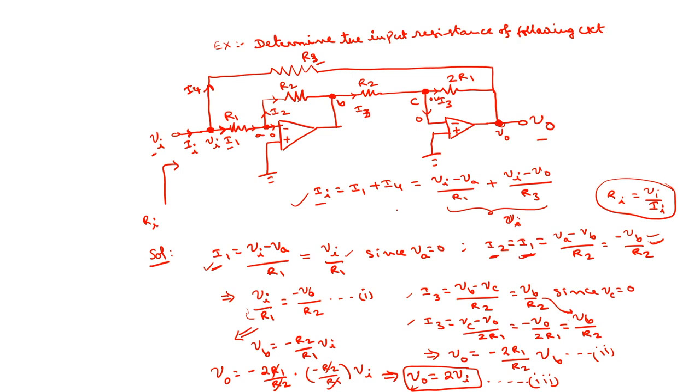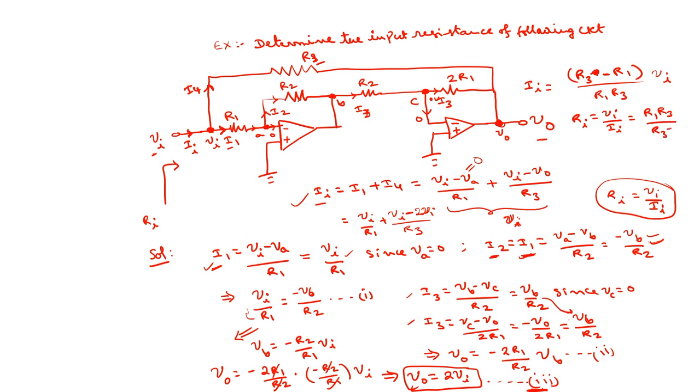So II is equal to VI by R1 plus VI, where V0 is equal to 2VI from the third expression, so VI minus 2VI divided by R3. If I take the LCM, R1 R3, VI is of course common: R3 plus, VI minus 2VI is minus VI, so minus R1, times this one, this is II. Therefore RI, equal to VI by II, is equal to R1 R3 divided by R3 minus R1.